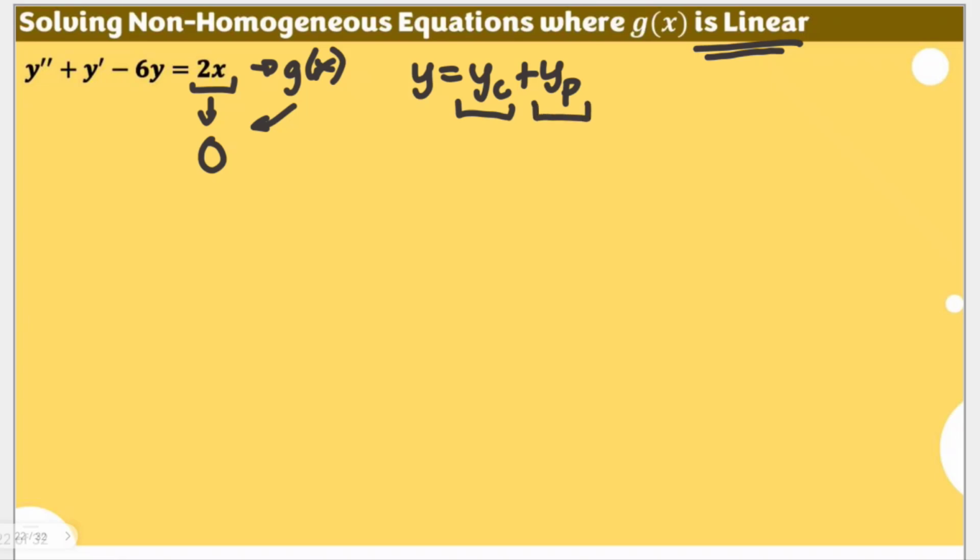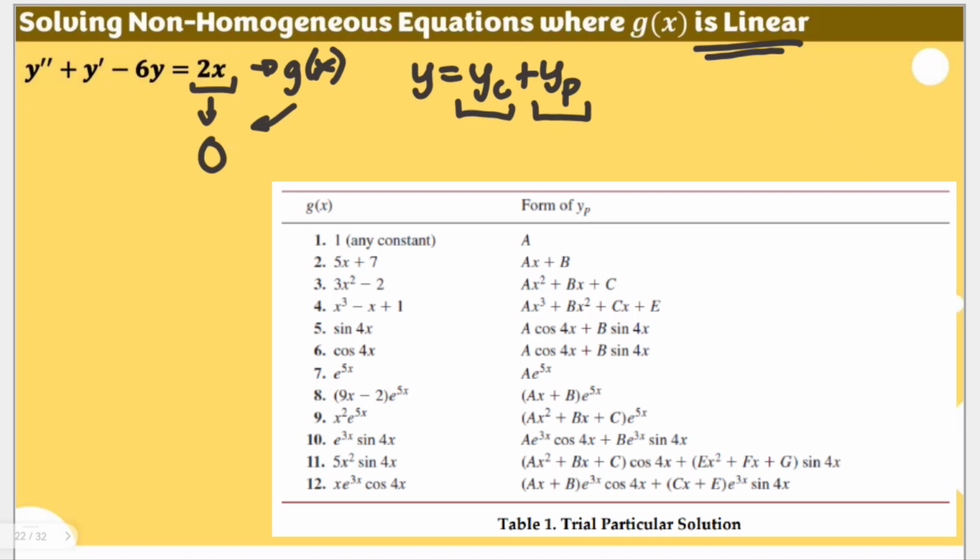Y sub p, on the other hand, is unique when our g of x is linear. Please focus on this given table of particular solutions. Here, we are going to use the second, which corresponds to any g of x which is linear. So we are going to use this equation for y sub p. You will have ax plus b. We will be solving a and b later as part of our process, because we would need the exact values that will be substituted into our y sub p once we already have our y sub c.